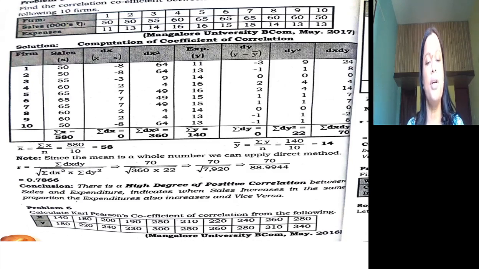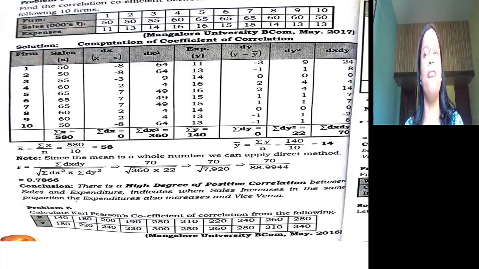The sum of sales, that is summation x, is 580, divided by the number of firms, 10. That becomes 58. Then the sum of expenses is 140, divided by 10, which is 14. We arrived at the actual mean of variable x as 58 and the actual mean of variable y as 14. Both are whole numbers, so we can follow the actual mean method of arriving at the answer.